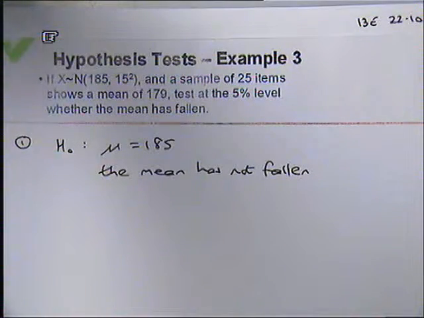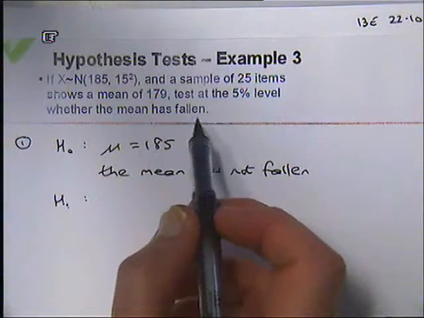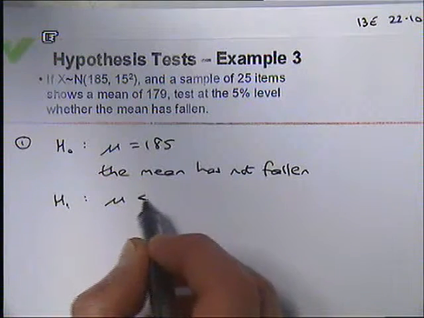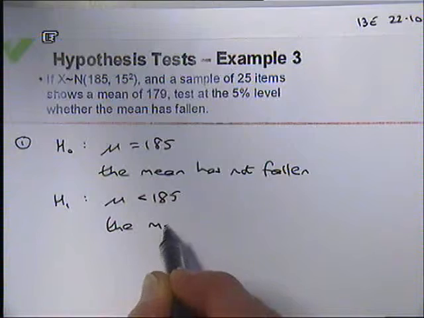So, after our null hypothesis, we do our alternative hypothesis, H1, and we're told what that is in the question. The mean has fallen. So that is mu is less than 185. The mean has fallen.